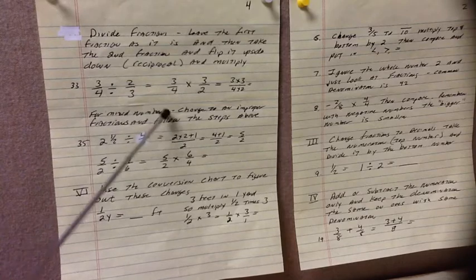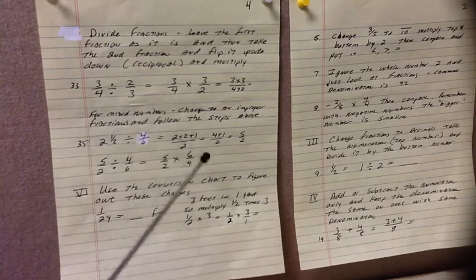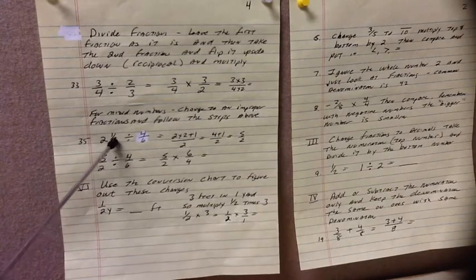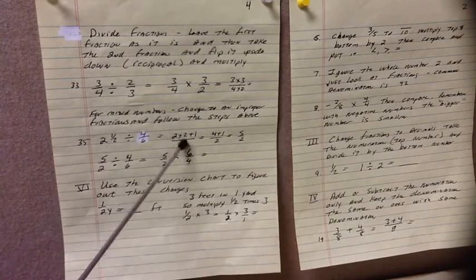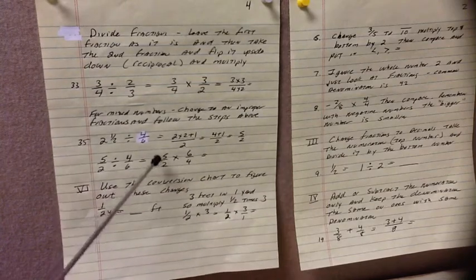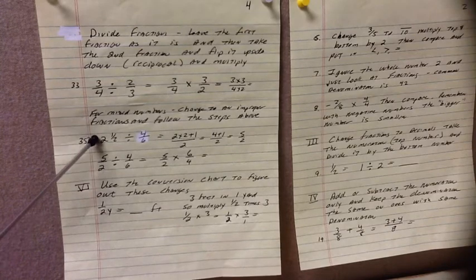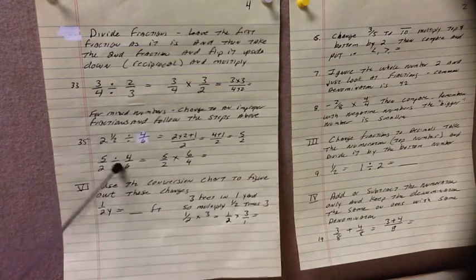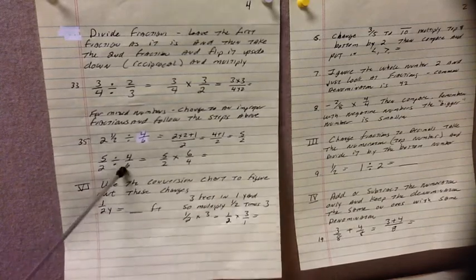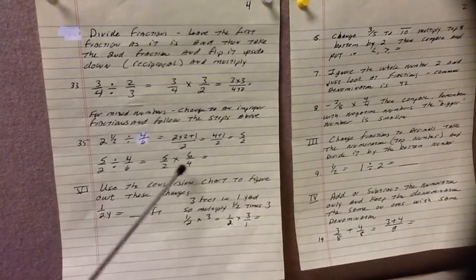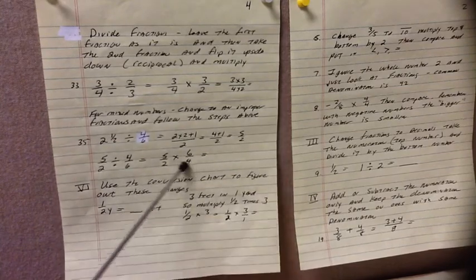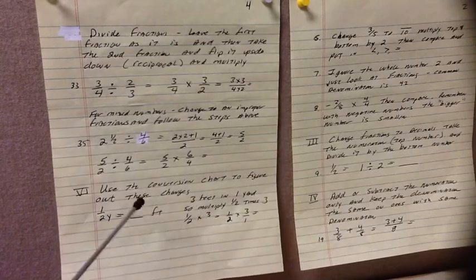For mixed numbers, I have to change to an improper fraction like we did before. So for example, this one right here, 35, I have to change 2 1/2. 2 times 2 is 4, plus 1 is 5, so that becomes 5/2. So my problem now on this one is 5/2 divided by 4/6. So I put a multiplication sign in, and I flip the 4 and 6 upside down, and I multiply straight across. So 5 times 6 is 30, 2 times 4 is 8.